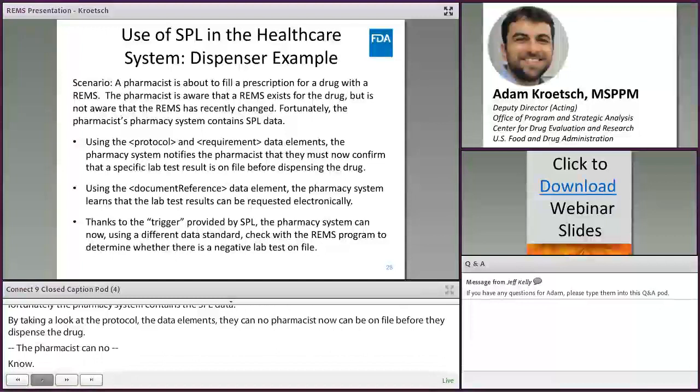And as a pharmacist, you don't necessarily need to know that this is all happening behind the scenes. The SPL information itself is powering these automatic checks and triggers that allow the REMS to be seamlessly integrated into your system and allows you to carry out the REMS requirements more effectively and efficiently.